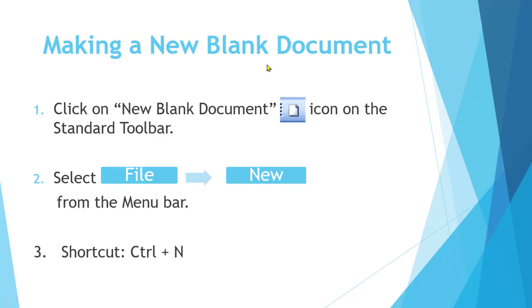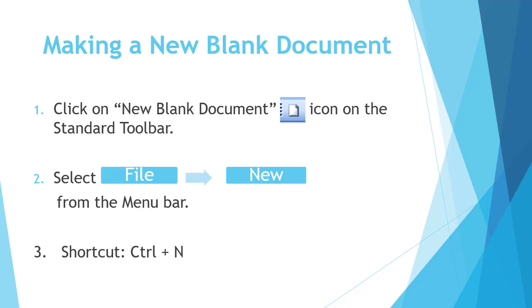Now we will see the procedure of how to make a new blank document. Students, there are 3 ways to make a new blank document. First method is to click on the new blank document icon on the standard toolbar. Second is to select the file menu, and from the file menu you can get the new command. Just click on it and you will get a new blank document. Third is the use of a shortcut key. You can press Ctrl and N keys together and in this way you can get a new blank document.